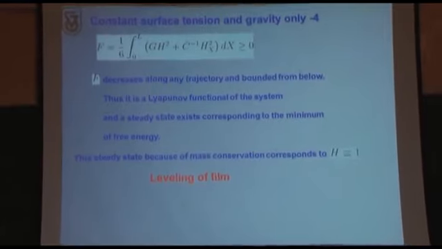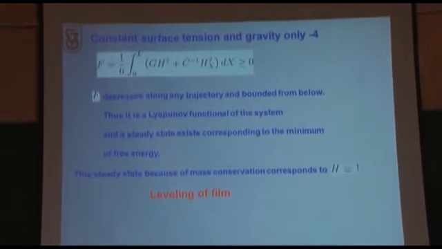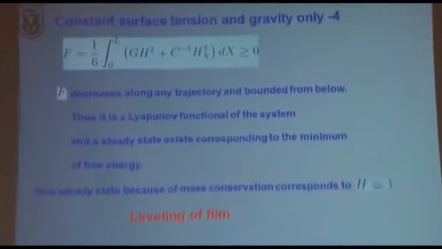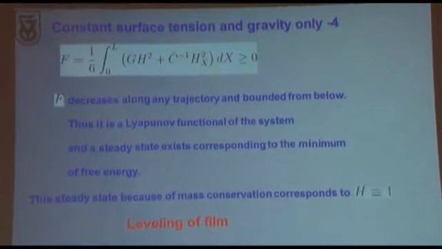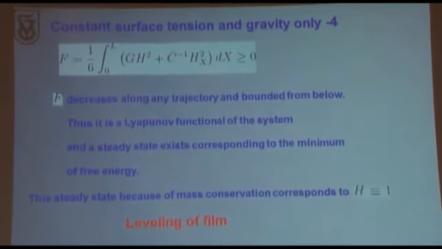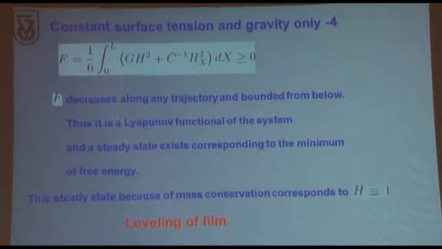So what is the state? The final state is just a flat state, and because of our scaling for h, where h was the physical thickness of the film, we scaled it with the mean thickness of the film, right? So the final destination is just h equal 1. That's the location of the mean thickness of the film.